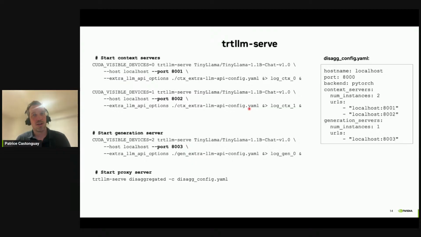And these are the commands that you would use to set up a disaggregated serving deployment with TRT-LLM serve. In this example, we launch 2 context servers and 1 generation server on different ports on the current host. And we would launch the proxy server as follows, where you would list in your configuration file the URLs of the context servers and the generation servers.